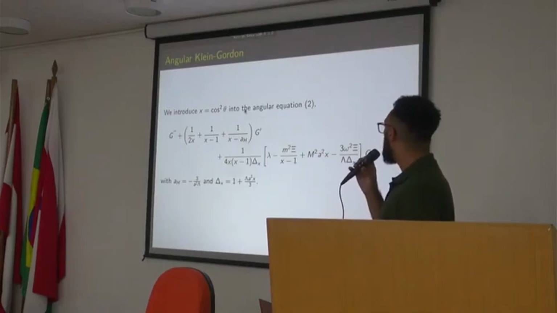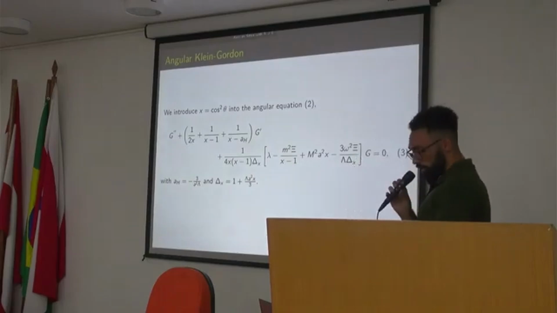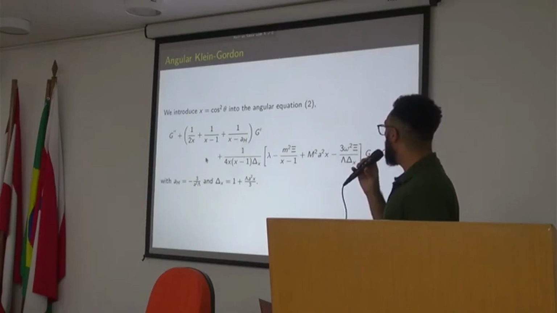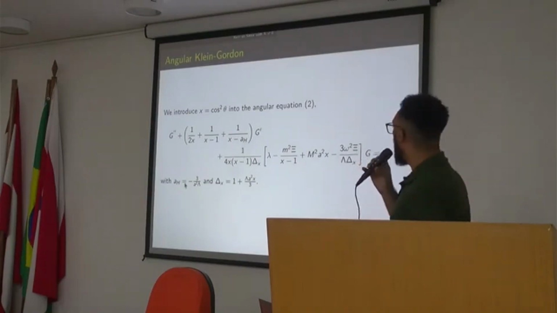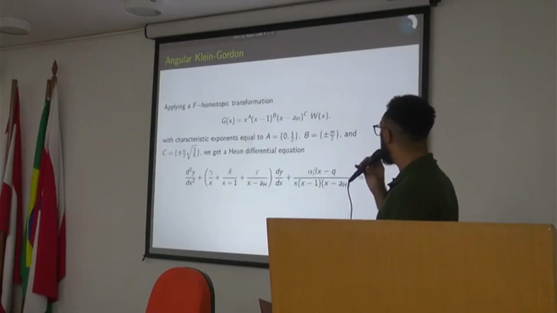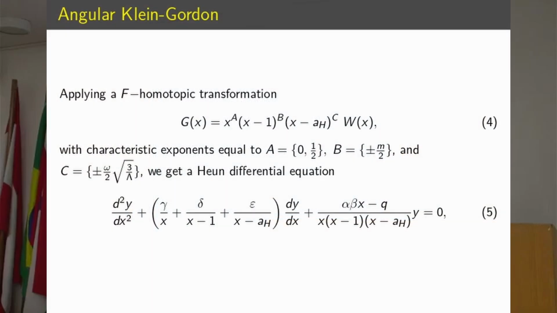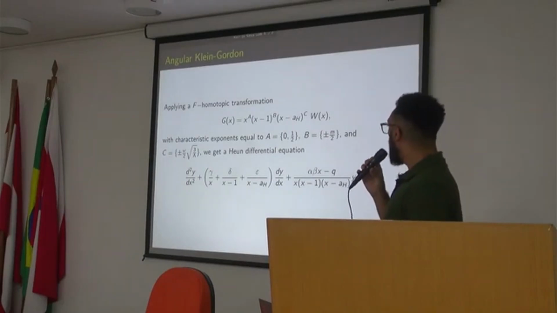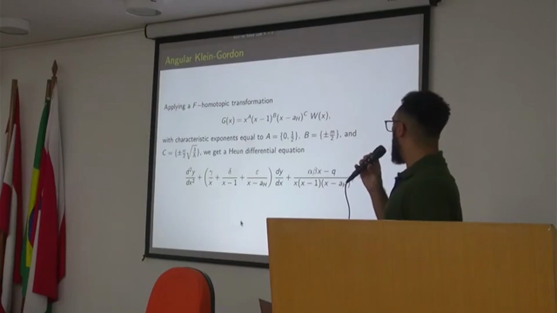And if we solve the angular equation first, we can introduce a change of variables, like x equals cosine squared of theta, and then we will get something like equation 3. And here we see three singularities in the middle term, in 0, 1, and a_H, where a_H is a constant. And then we already have some ideas as to what the solution will be. So to really find the solution, we can use an F-homotopic transformation, like equation 4, and then whichever values of A, B, and C we choose, we will get a Heun differential equation.